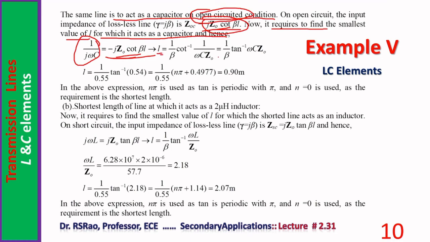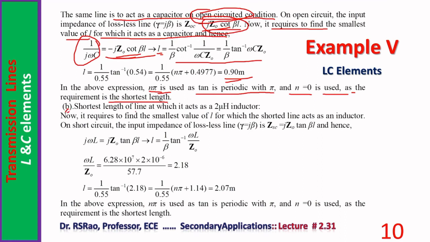We get this relation, substituting omega C Z0 etc. and doing a little bit of manipulation, we get L equal to 0.90 meters. In the above expression, n pi is used as tan is periodic with pi, and n equal to 0 is used as the requirement is the shortest length. Now we consider the next part.